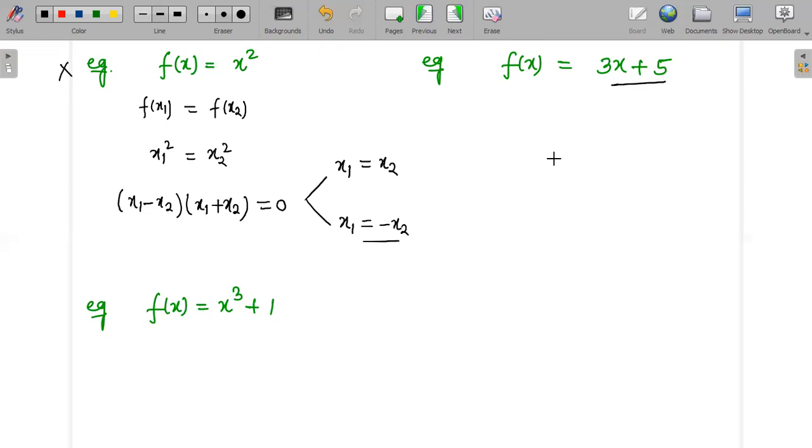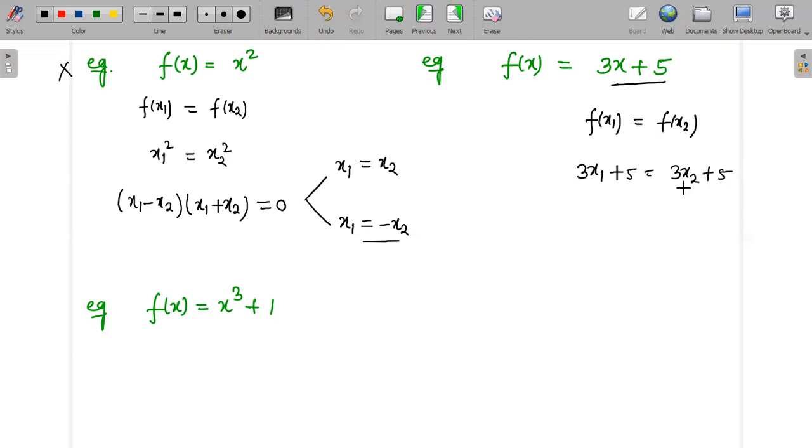Now have a look at the other one. This time we have a linear relation, 3x plus 5. Again, do the same technique, equalizing f of x1 equals f of x2. It should yield that x1 equals x2 only. So from there, I can write that 3x1 plus 5 should be equal to 3x2 plus 5.